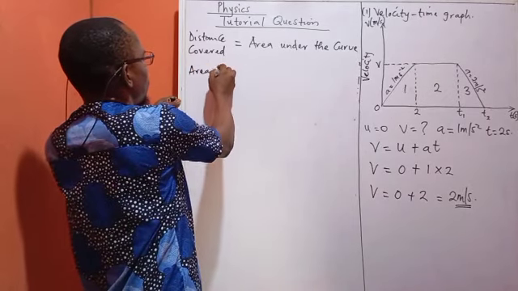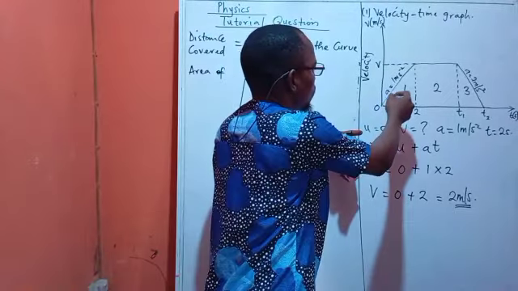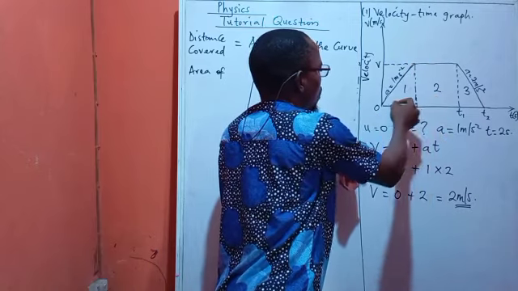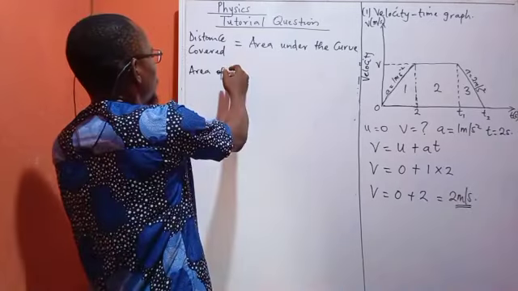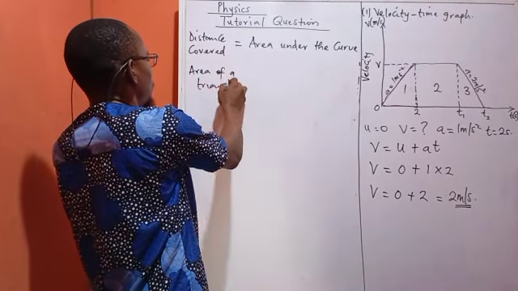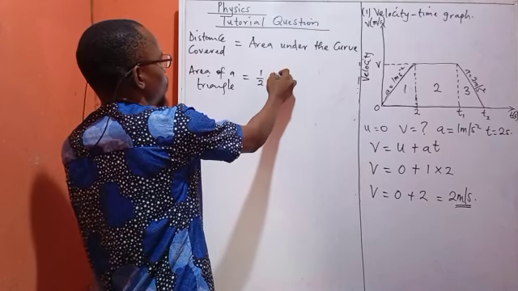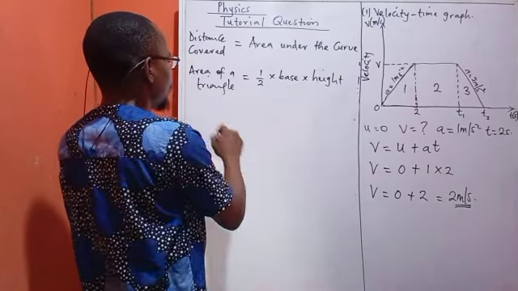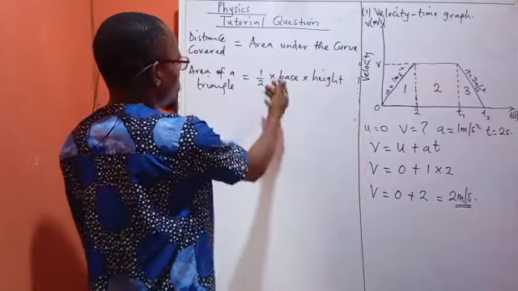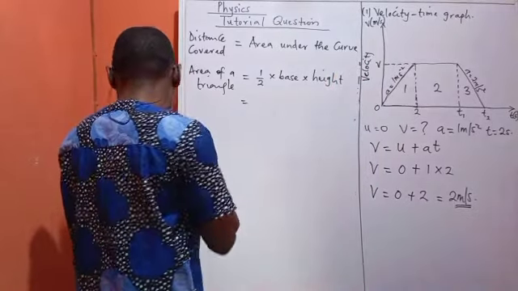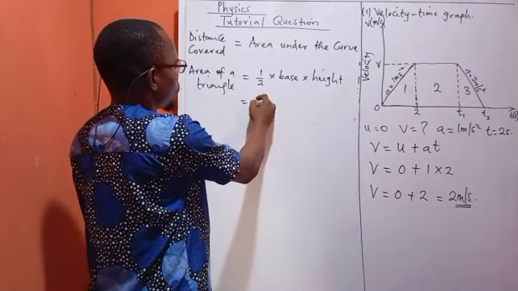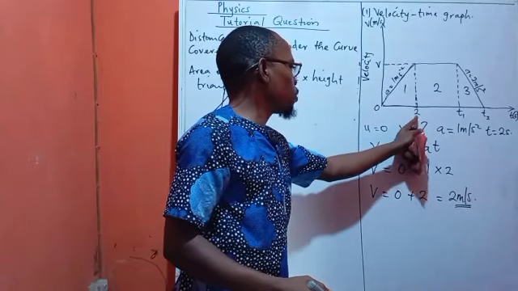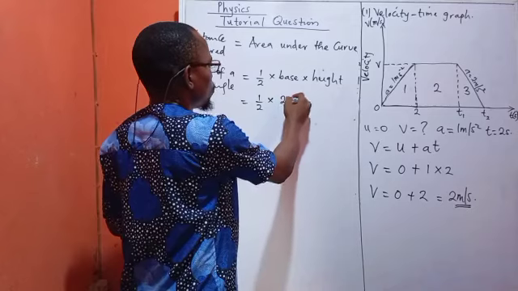So if you look at the first, this first one here, this shape, this is a what? A triangle. And the area of a triangle is what? 1/2 times base times what? Height. So from there we can say that what? So we have what? 1/2 times, what's our base? This is our base. So from here to here, which is what? Which is 2. So which is 2 times height.